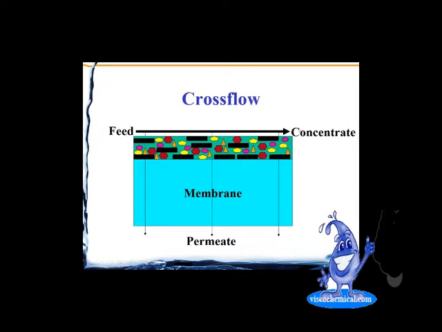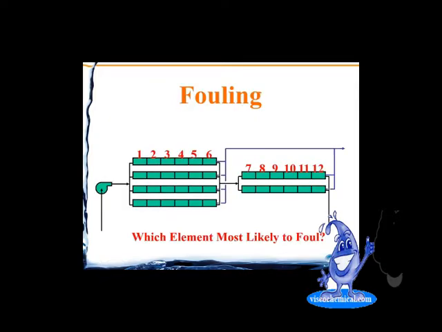So again, cross flow rate is the feed concentrate flow rate. The higher the feed concentrate flow rate, the smaller the boundary layer, because of the higher shear force. That means your dissolved substances don't concentrate as much, and your suspended particles can't stay on the membrane as easily because they have this high shear force.